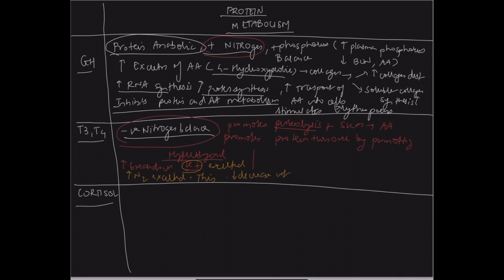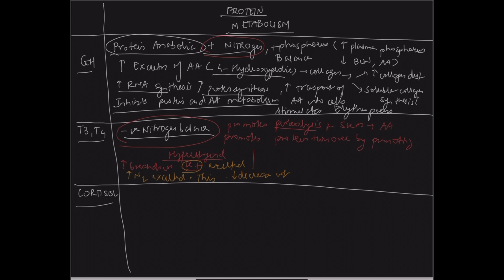I'll repeat again. In hyperthyroid, there is increased breakdown of the proteins. So, increased amounts of potassium and nitrogen get excreted in the urine. The subject becomes thin, the muscle becomes thin, and the subject loses weight.